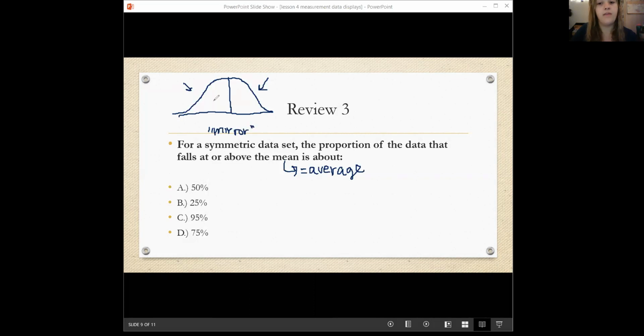So if you think about it, this entire thing is 100%. If it's the same on one side as on the other, then we have to take 100 and divide it by 2, and we have to have the same amount on one side that we do on the other, and the only number that works for that is 50%. So our answer has to be A, and it says falls at or above the mean. So if this is our mean here, the center, then that's going to be the 50% that's falling at or above. So our answer is A.